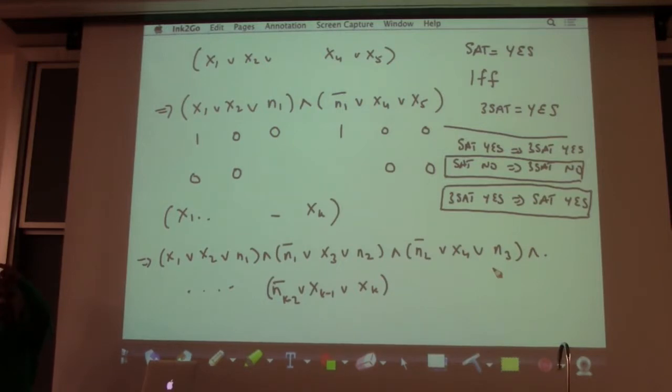Since it's positive here and negative here, you can essentially cancel it out and get a new 2-clause from the 2 that are remaining. You just reduce the number of clauses by 1, and you reduce the number of variables by 1. And you keep doing this and you solve the problem. 2SAT can be solved in polynomial time.